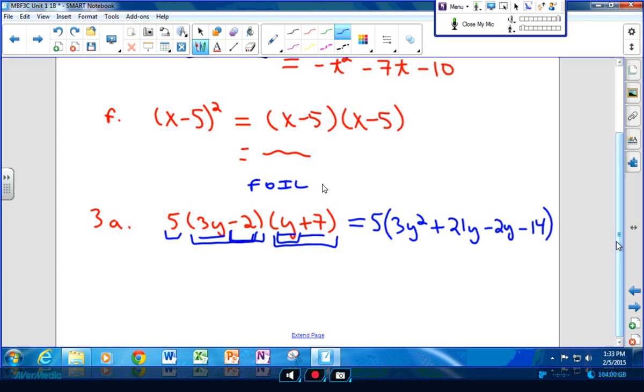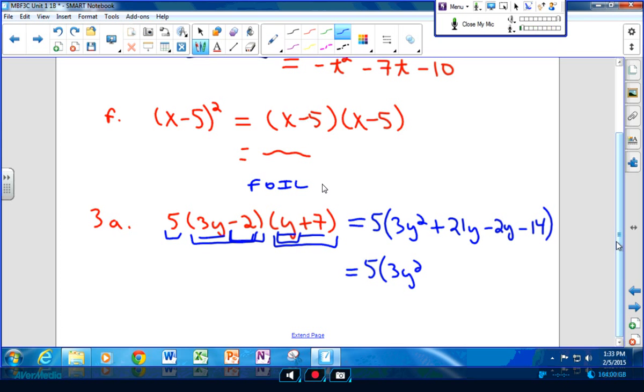What I have in brackets is 3y squared plus 21y minus 2y minus 14. So on the next line, I'm going to write my 5 again. I'm going to open a bracket and start combining like terms. Well, we know the drill by now. It's the two middle terms when we're doing this kind of expansion.